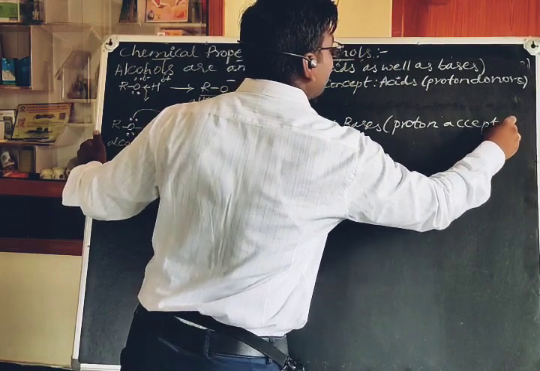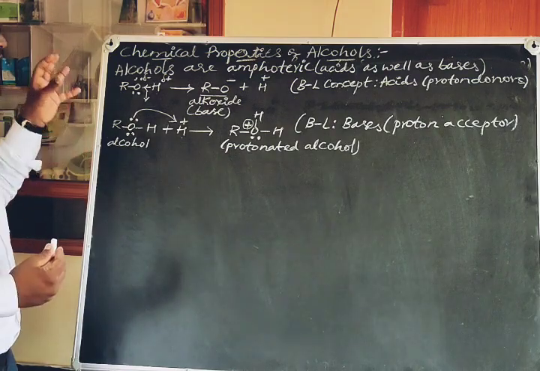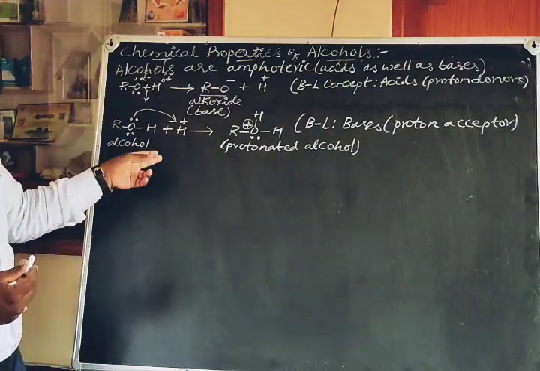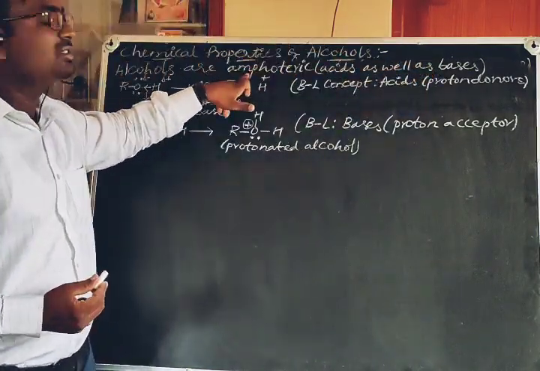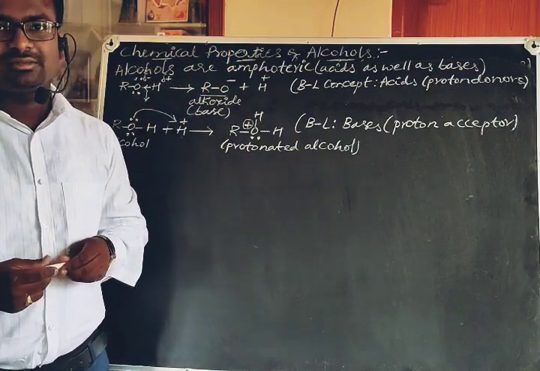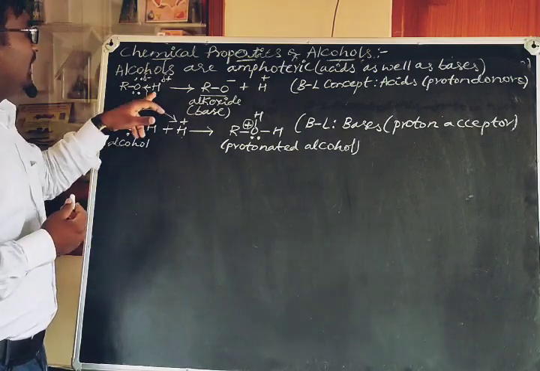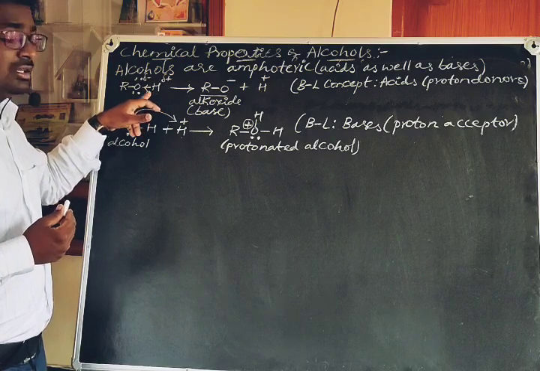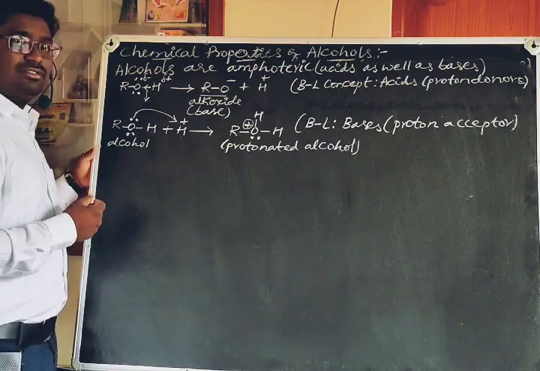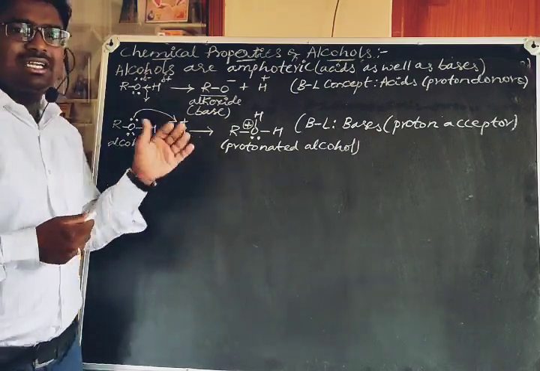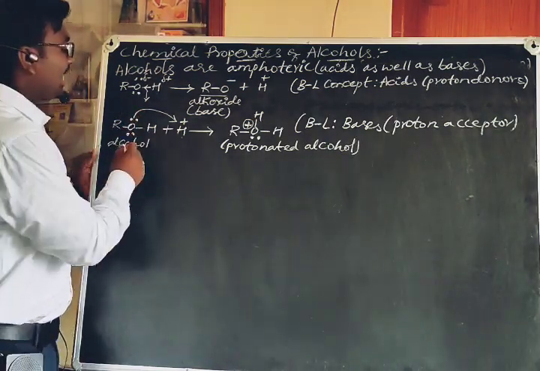From these two reactions, we can visualize that alcohols exhibit acidic character as well as basic character, hence alcohols are said to be amphoteric substances. Keep in mind that when alcohols act as proton donors or acids, it is due to the presence of polarity. When alcohols act as bases, it is because there are lone pairs of electrons on the oxygen, which acts as a nucleophile.